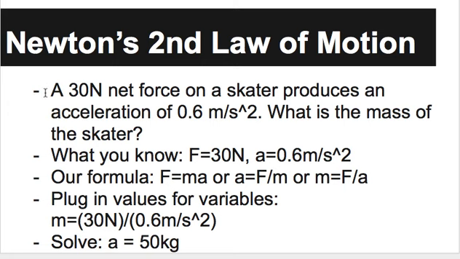Second practice. A 30 Newton net force on a skater produces acceleration of 0.6 meters per second squared. What is the mass of the skater? Again, you write what you know. We know that the force is equal to 30 newtons and the acceleration is 0.6 meters per second squared. Our formula, again, we're going to be looking for m is equal to F over A. We plug in for our variables, 30 in for force, 0.6 in for acceleration. We solve by dividing those two things to get that the skater weighs 50 kilograms.